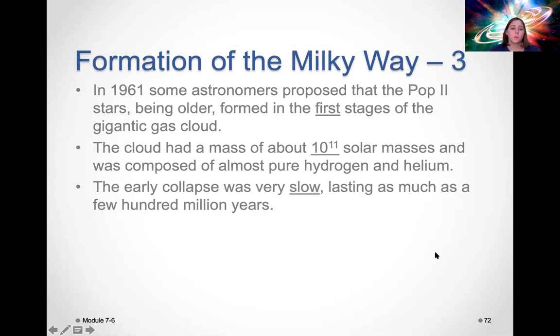In 1961, some astronomers proposed that population 2 stars, being older, formed in the first stages of the gigantic gas cloud. The cloud had a mass of about 10 to the 11th solar masses and was composed of almost pure hydrogen and helium. The early collapse was very slow, lasting as much as a few hundred million years.